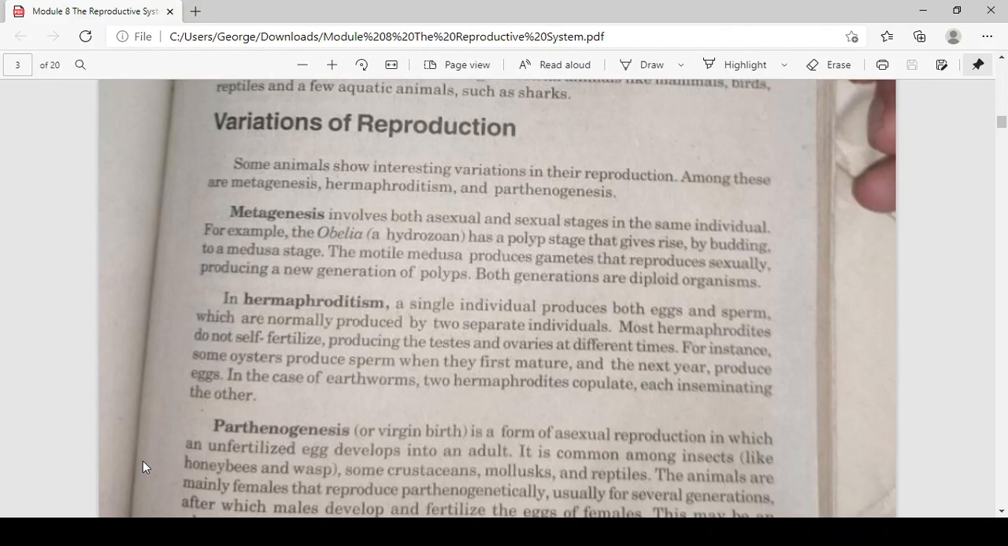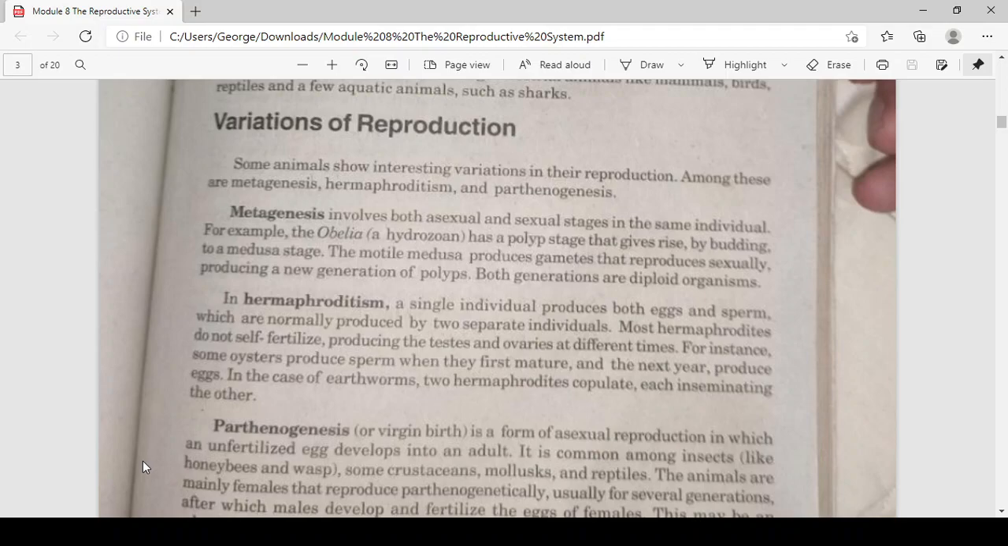Next, you have your hermaphroditism. Kids, nabasa mo hermaphrodite. Ano siya? Of course, it has both the male and female sex cells. Hermaphrodite pala, kids. Sa Greek lore natin, hermaphrodite has both the male and the female reproduction. So, hermaphroditism, of course, means it has both the male and female sex cells. So, a single individual produces both eggs and sperms. Again, it produces both eggs and sperms, which are normally produced by two separate individuals.